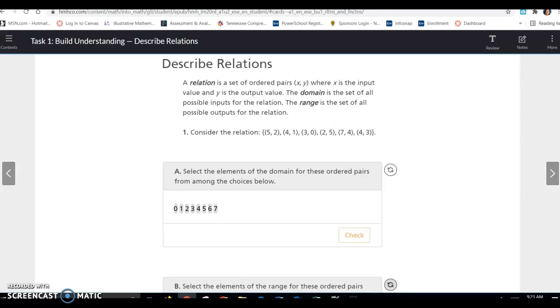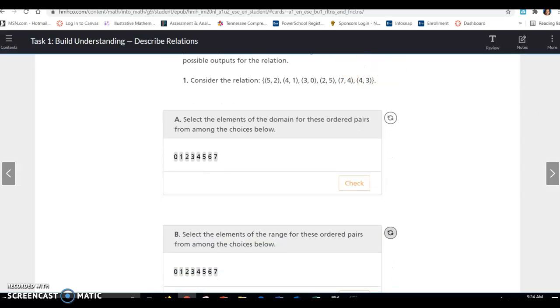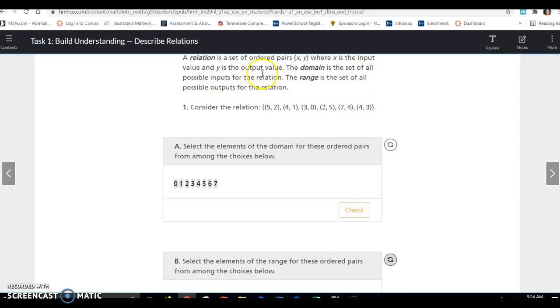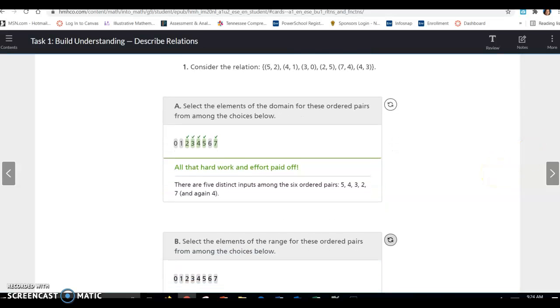All right, it says consider the relation. Select the elements of the domain for each ordered pair. If you look above, the domain is the set of all inputs. That means all x values. So from your ordered pairs, you've always got an x and a y, so your x is the first number in the ordered pair. So you're going to select 5, 4, 3, 2, 7, and 4. 4 is already selected, so we don't have to select it again. So your domain, again, is all the x values in your ordered pair.